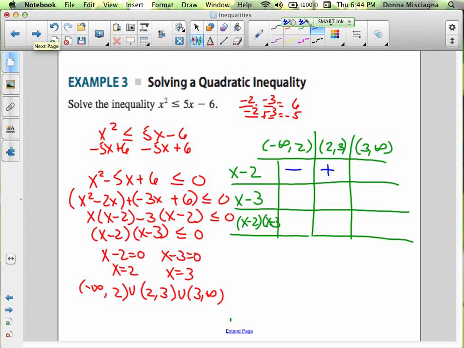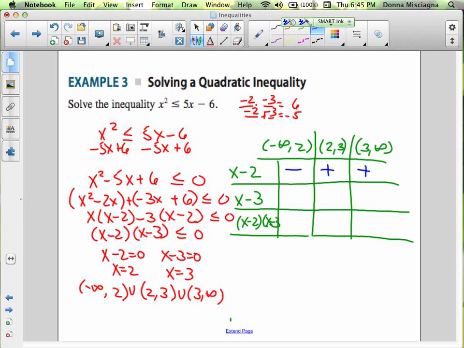4 minus 2, 5 minus 2. Matter of fact, anything greater than 2, when I start plugging numbers in, I'm going to get a positive value. All right, so we've checked the signs for x minus 2. It's negative from negative infinity to 2. It's positive between 2 and 3. And it's positive between 3 and infinity.